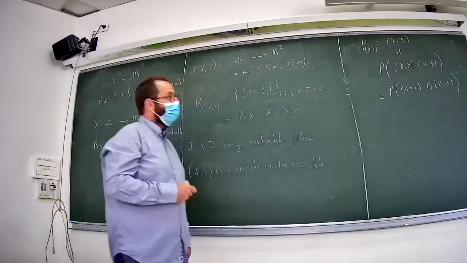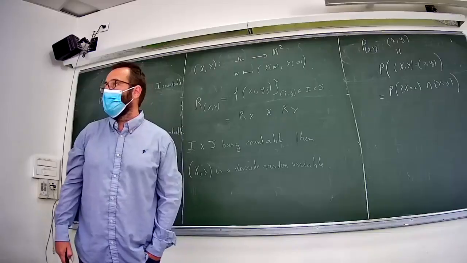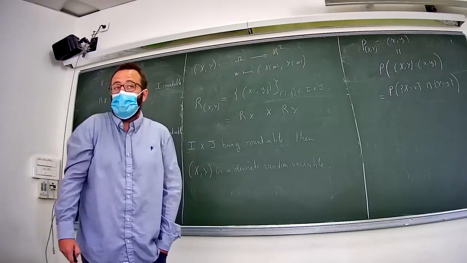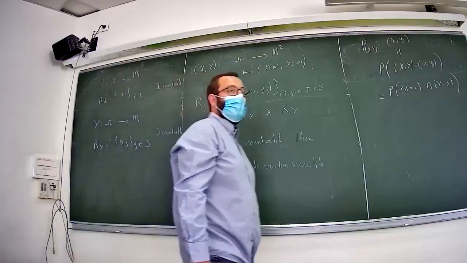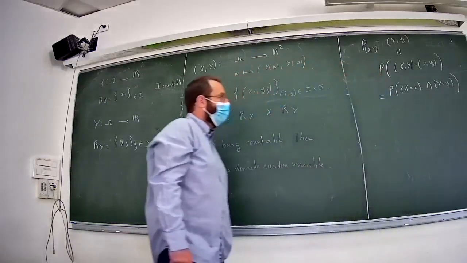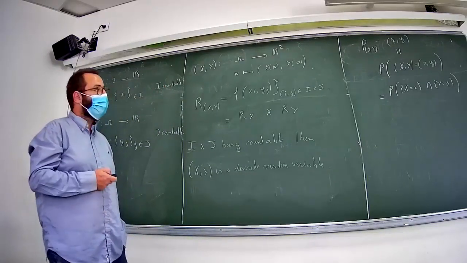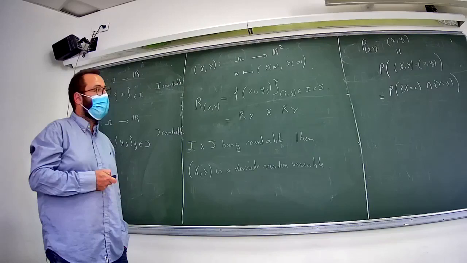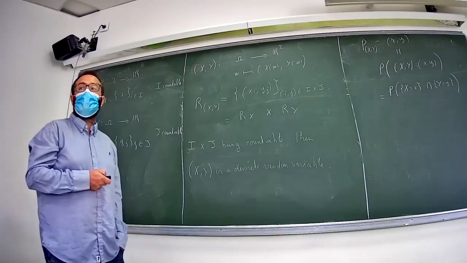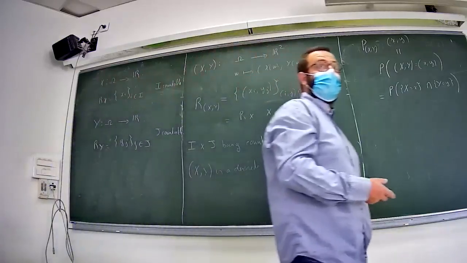Here, I have, of course, no hypothesis concerning the independence or not of capital X and capital Y. I don't know. In general, they won't be. But if they are, what will happen? If X and Y are independent, the probability that X is equal to x intersected with the probability that Y is equal to y is equal to the product of the probabilities. And in fact, it's the definition of independence in the discrete case.